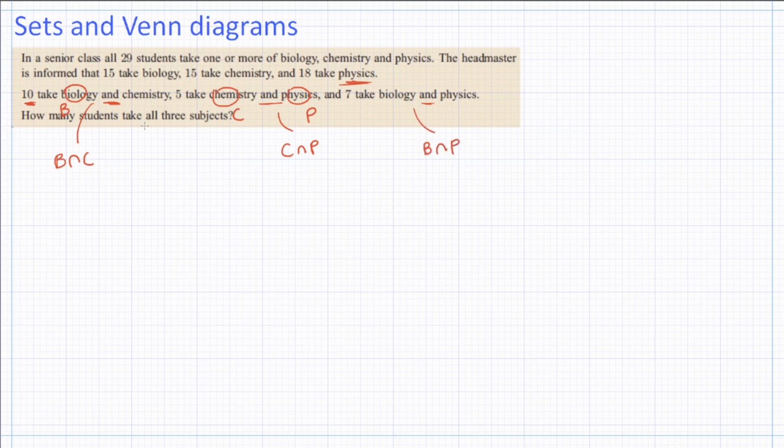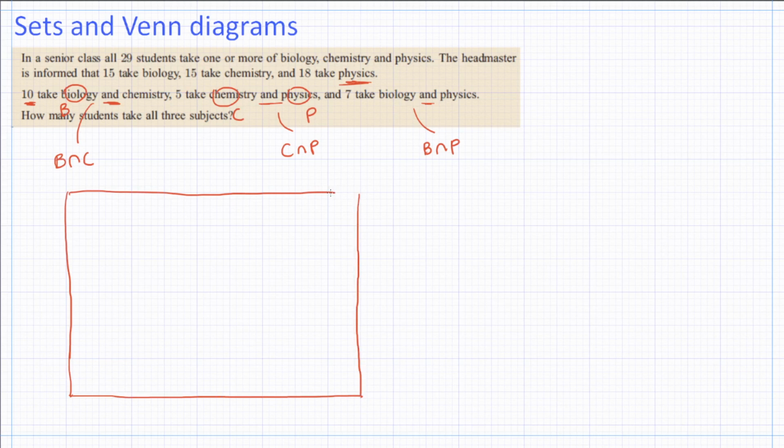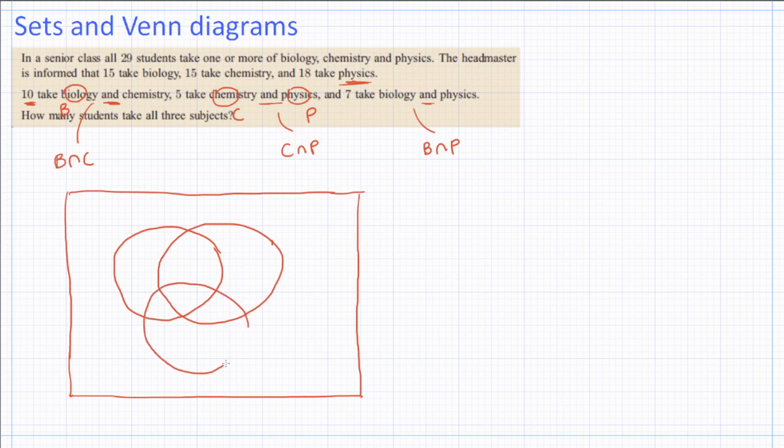Now, how many students take all 3 subjects? So the first thing that we would have to do is draw a Venn diagram. In this case, we have 3 sets, so it's going to be a bit different. Perhaps at first it might look a bit scary, but you shouldn't be scared. It's fairly simple.